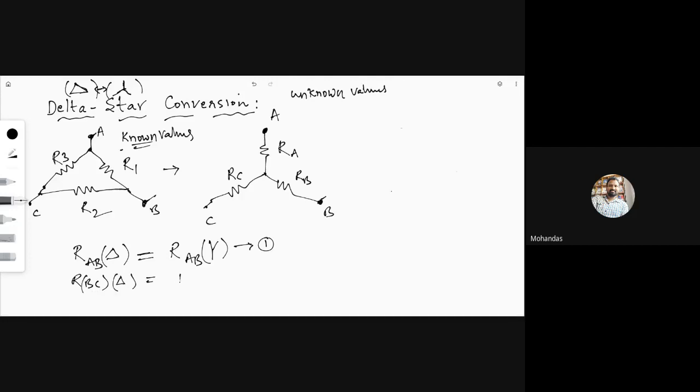Next, what will be the third condition? The equivalent resistance seen by CA in delta connection should be the same as the equivalent resistance seen by CA in star. This is equation number 3. Are you getting it? Listen carefully, when you want to convert a delta fashion resistance into a star fashion, there is a condition. The equivalent resistance seen by the respective terminals in delta should be equal to the equivalent resistance seen by the same terminals in star.